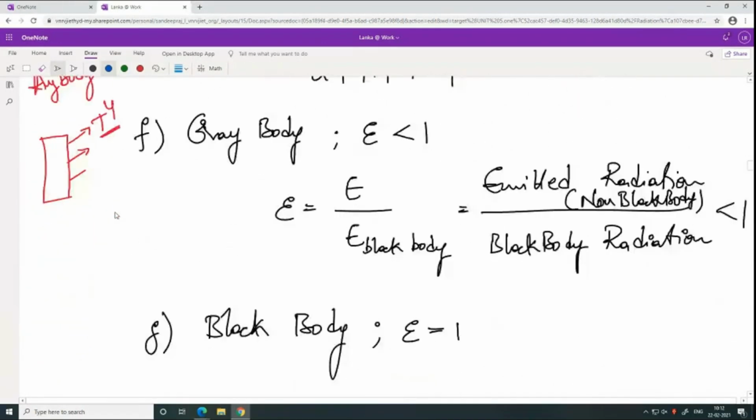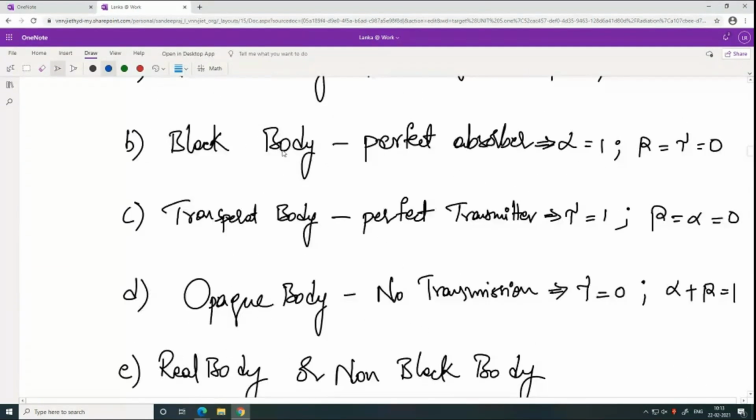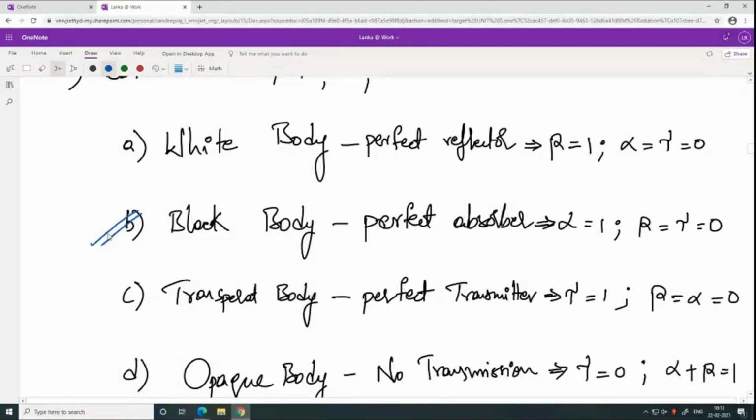Further, we have seen the gray body. The gray body will have epsilon less than 1, and epsilon will be equal to the emitted radiation of a non-black body to the emitted radiation of a black body. So that's what emissivity is. For a gray body, emissivity will be less than 1. For a black body, emissivity is equal to 1. Simply speaking, the black body is a perfect absorber and perfect emitter. So the emissivity will be equal to 1 for a black body. At the same time, alpha will also be equal to 1 for a black body. That's what we have written here in B, right?